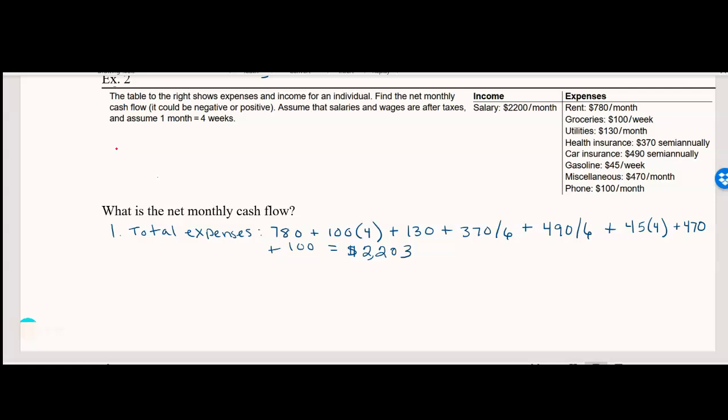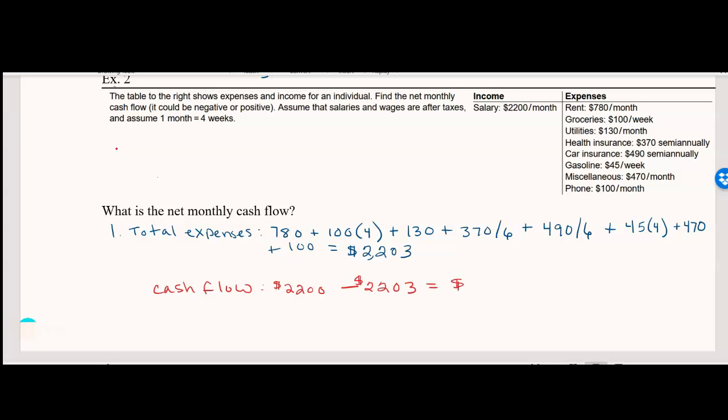The next question was, well, what is the cash flow? Remember in the beginning of our video, we said that cash flow is your income minus expenses. The income is $2,200 a month. Now, there's going to be problems where you're going to be given more. You're going to be given bonuses or other income that they're getting. You're going to take all of that and figure out what is the average income per month. So average everything. But this one we only had one. Minus the expenses that we just came up with.